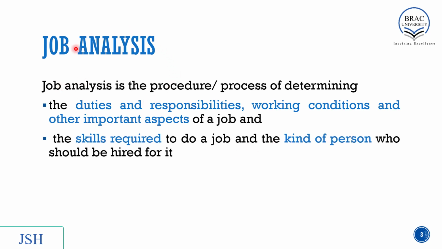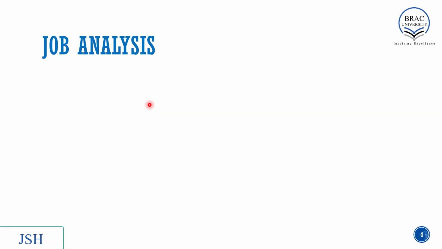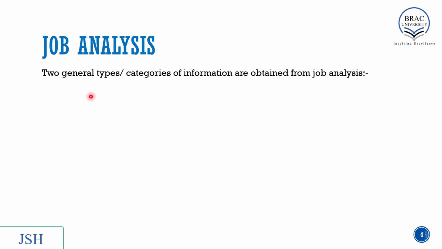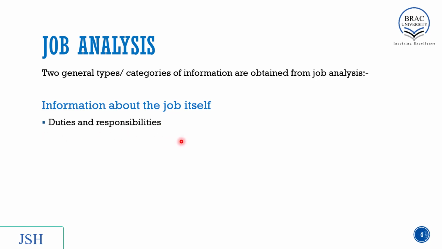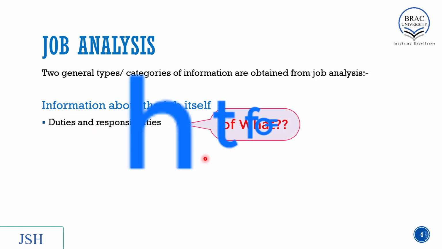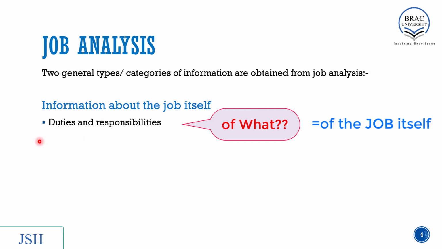If you remember, we said that job analysis is the process through which we get these types of information, right? Now, if we take a deeper look into this definition, we will see that through job analysis, we mainly get two different types of information. One type of information tells us about the job itself. Just to elaborate, we got to know about the duties and responsibilities in the last video. Now, these are the duties and responsibilities of what? The job itself. So we are talking about the duties and responsibilities of the job itself.